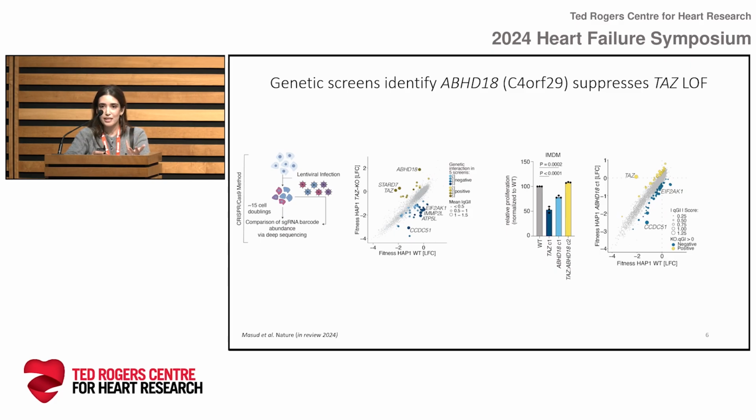I did a validation, made clonal cell lines, and indeed the double knockout grew to wild-type level, so it totally restored the fitness effect of a TAZ cell line. I also screened ABHD18 and found that it had reciprocal genetic interactions, with TAZ being its top positive, as well as shared synthetic lethality, suggesting that they may be working together.